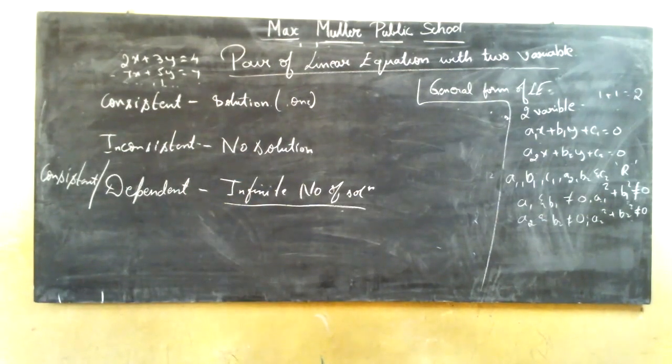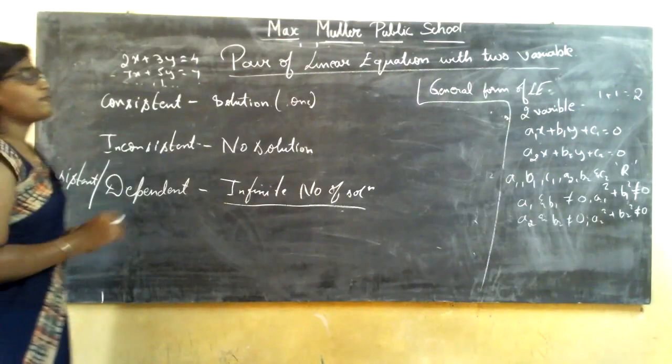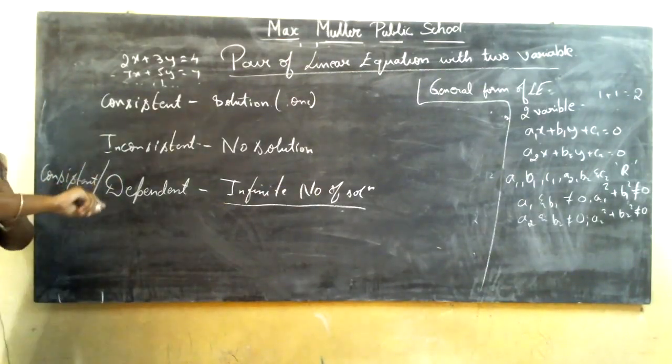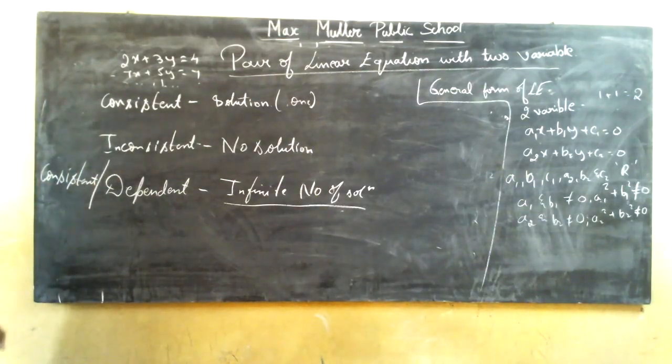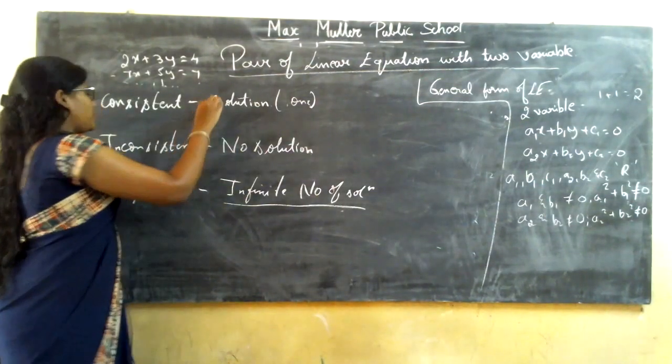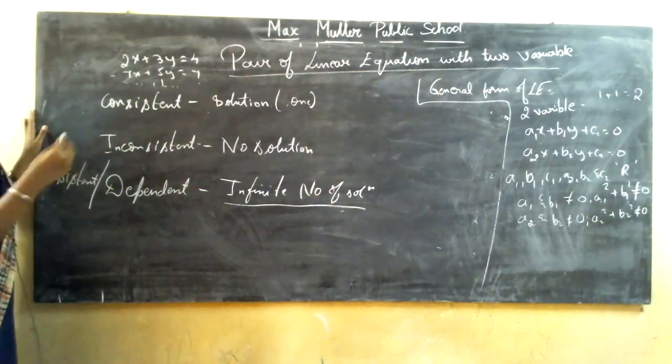So what we have learned today is the word consistent. What does that word consistent tell you? It is telling that if you have a pair of linear equations, you should have at least one solution for this pair of linear equations. Then we'll take the examples next.